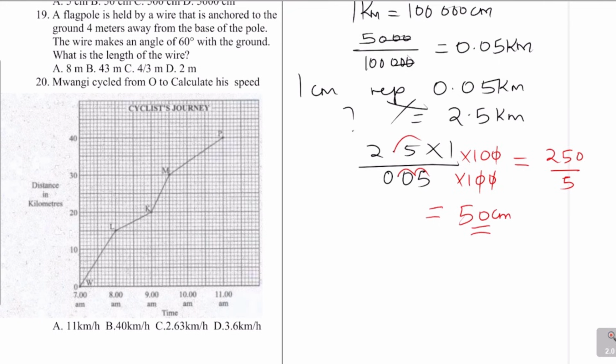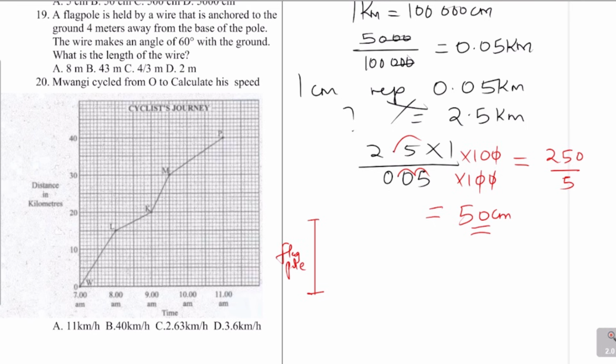Question 19. A flagpole is held by a wire that is anchored to the ground 4 meters away from the base of the pole. The wire makes an angle of 60 degrees with the ground. What is the length of the wire? So let me begin by drawing the flagpole. So that is a flagpole.